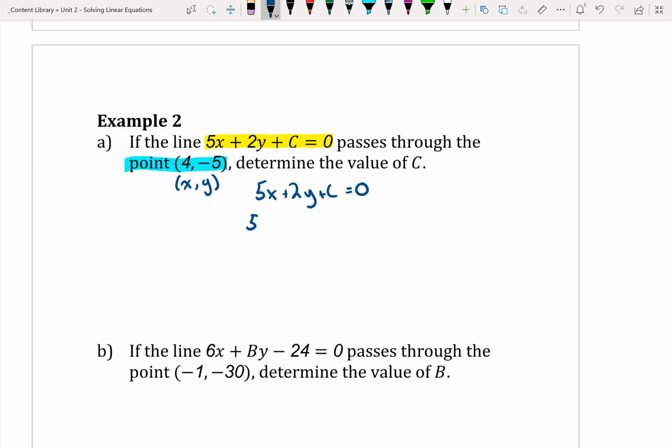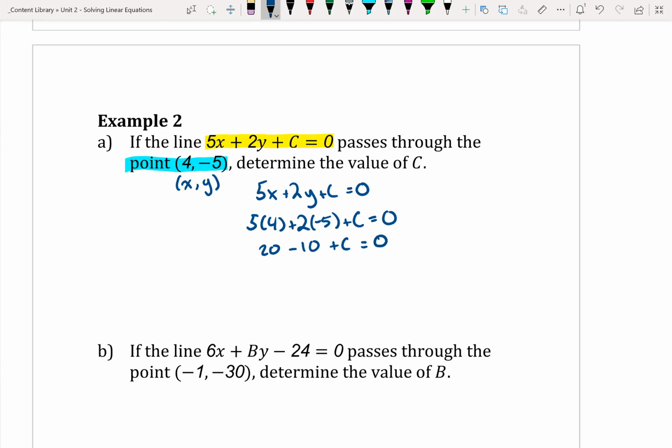So I'm going to replace the x with 4. So instead of 5x, it becomes 5 times 4, right? Because remember, 5x just means 5 times x. 2 times -5 instead of 2y, plus c, still unknown, equals 0. Now I'm just going to go through and solve and simplify a little bit. 5 times 4 is 20, plus 2 times -5 is -10, plus c equals 0. I can still simplify the 20 and the 10. So 10 plus c equals 0.